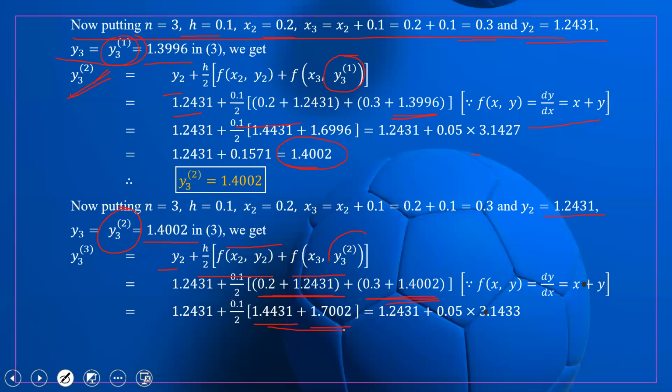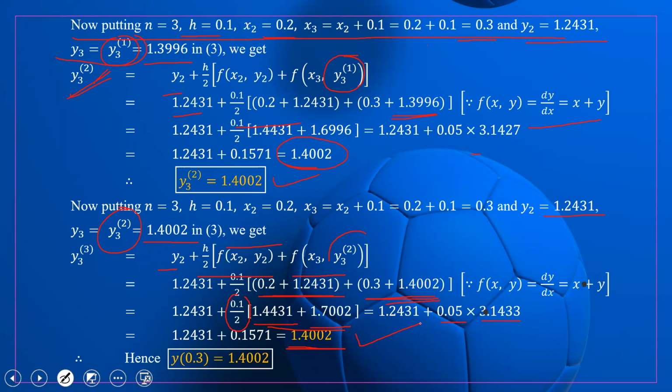So if we again add this, we are getting this, and 0.1 upon 2 is 0.05. If we again simplify it, what we are getting? 1.4002. So now the value of y3 in the second iteration and y3 in the third iteration are both the same value. Hence y of 0.3 is equal to 1.4003. Now this is a very lengthy process, but we are getting a very approximate value in each and every step.